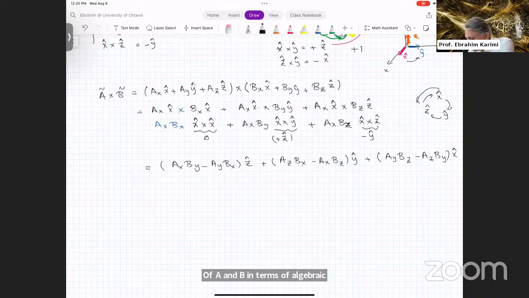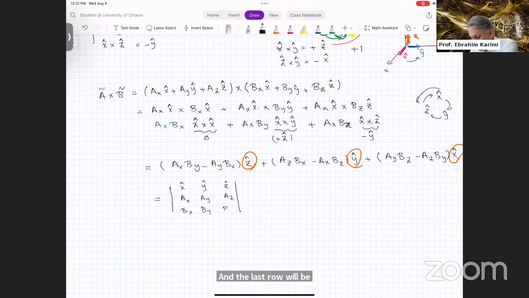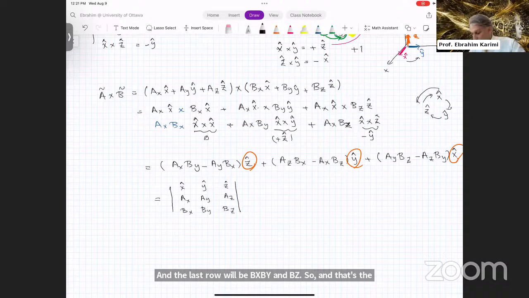So you can expand these in terms of a determinant. Essentially, simply that can be given by x hat, y hat, and z hat if you write it down, because you will see that those terms show up as a vector. So the result again will be a vector. The second row will be the first vector, you will have ax, ay, and az. And the last row will be bx, by, and bz. And that's the way that we have the result of the vector that we are expecting.